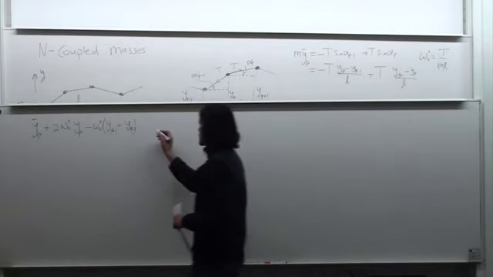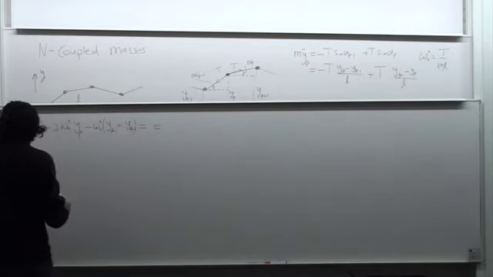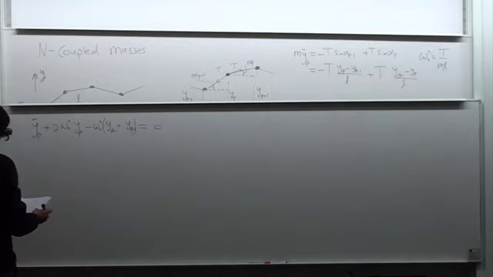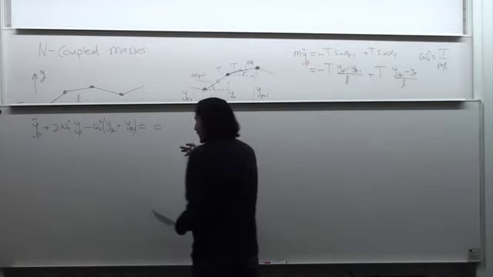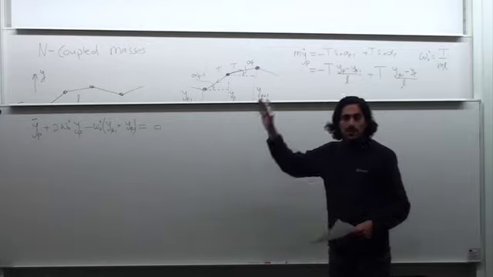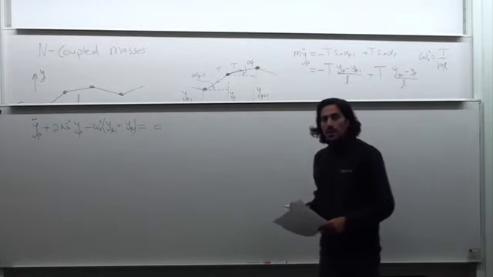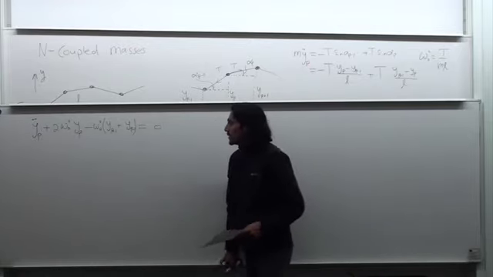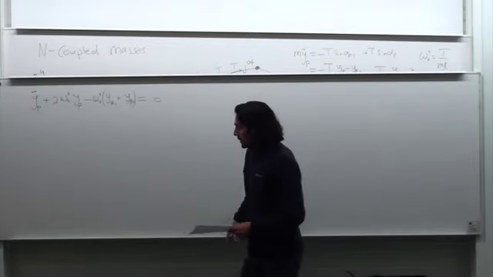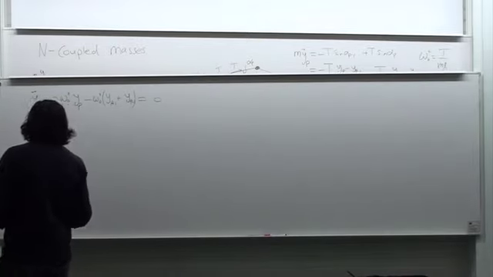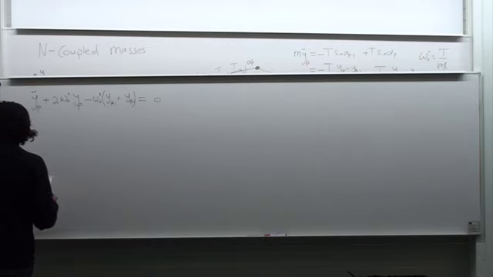And this is equal to 0. Now we have to do this for every single object and then write all the equations, or the n equations that we have. Let's start with two objects.